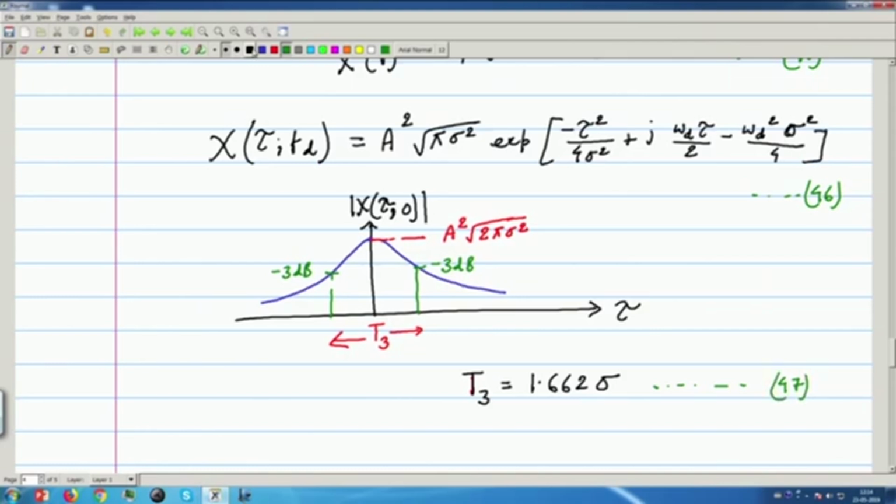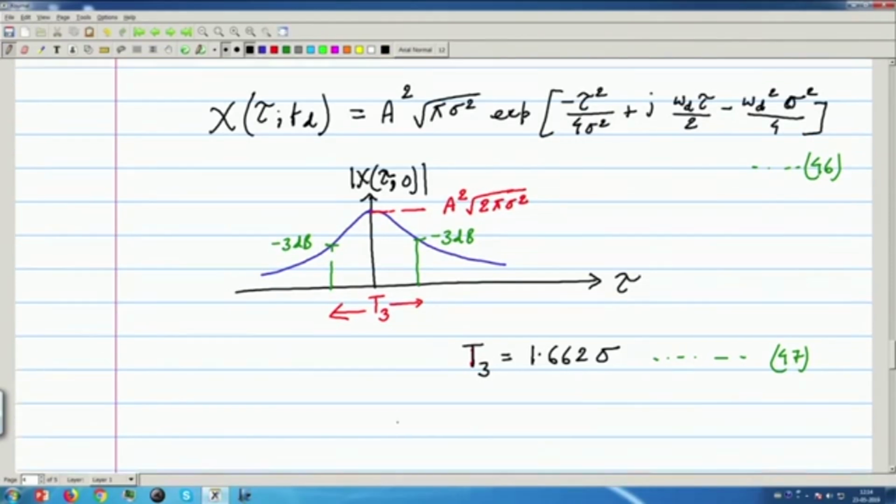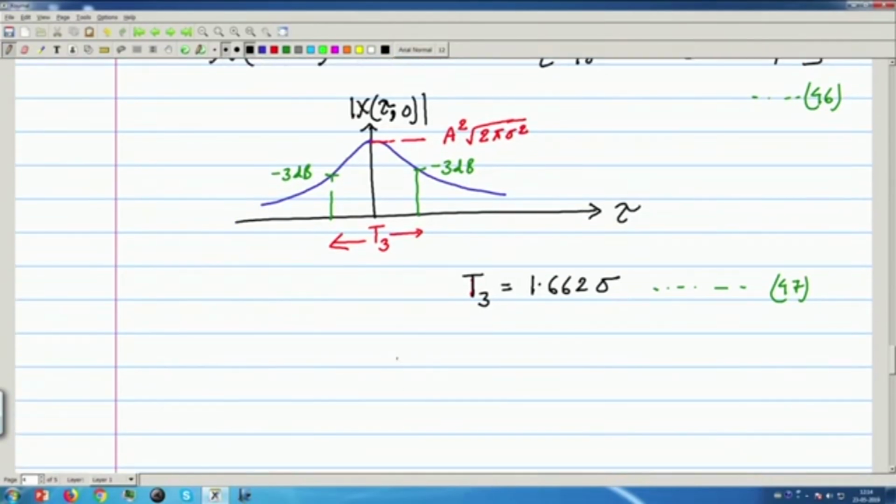Similarly, if I do the correlation function, the frequency correlation function, that also is a Gaussian.